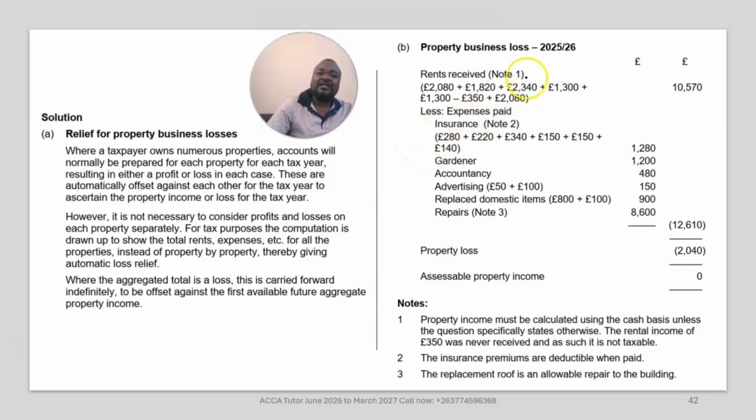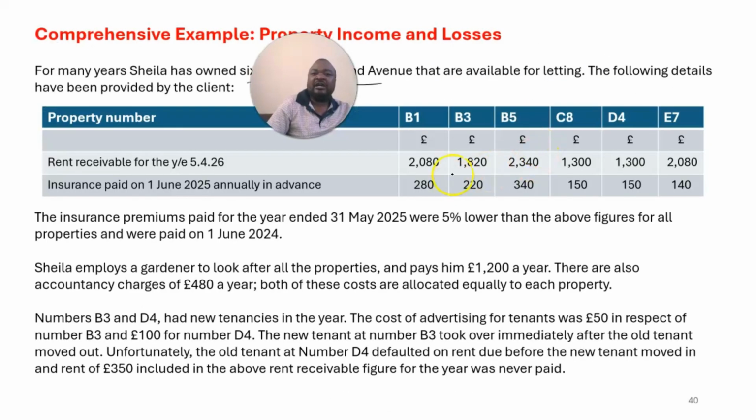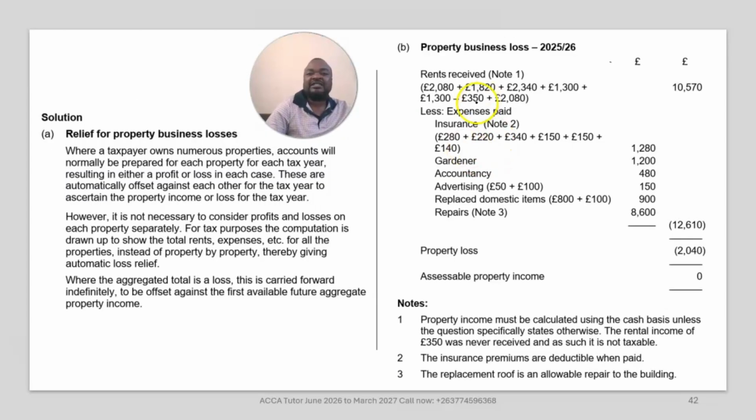Now, these figures were given as the rentals received in the table there. Please do not be confused. The table here is telling us of these rentals which were received from each property. So those are the figures we are adding across, and we were then told that there was a certain rental which was never received. These 350, which is included in the rentals of D4, were never paid. So we then have to deduct this 350.